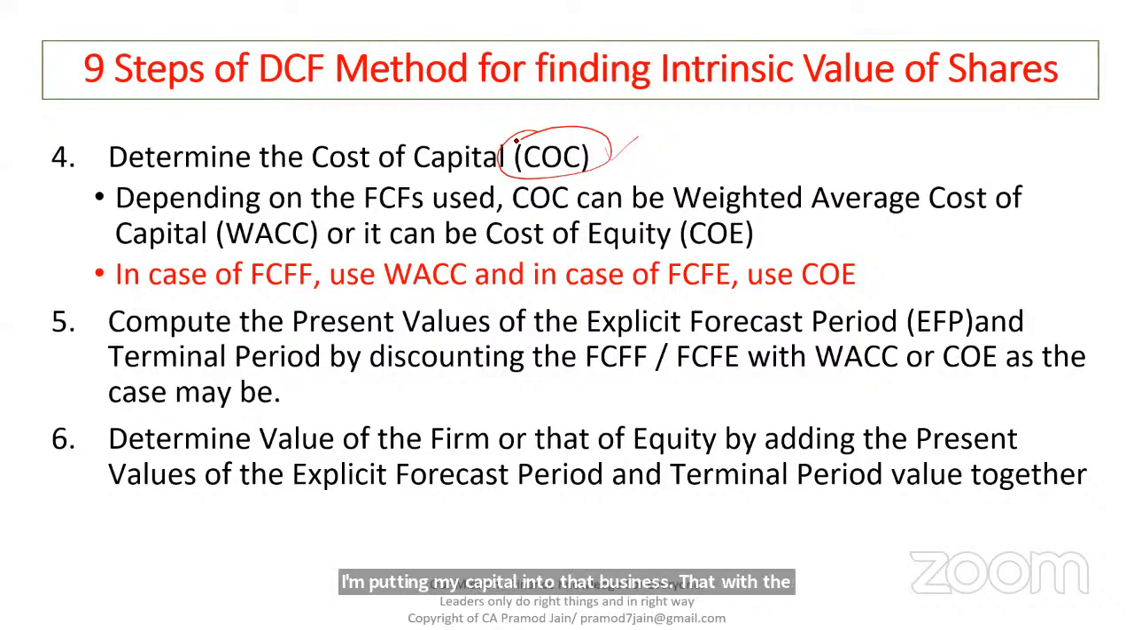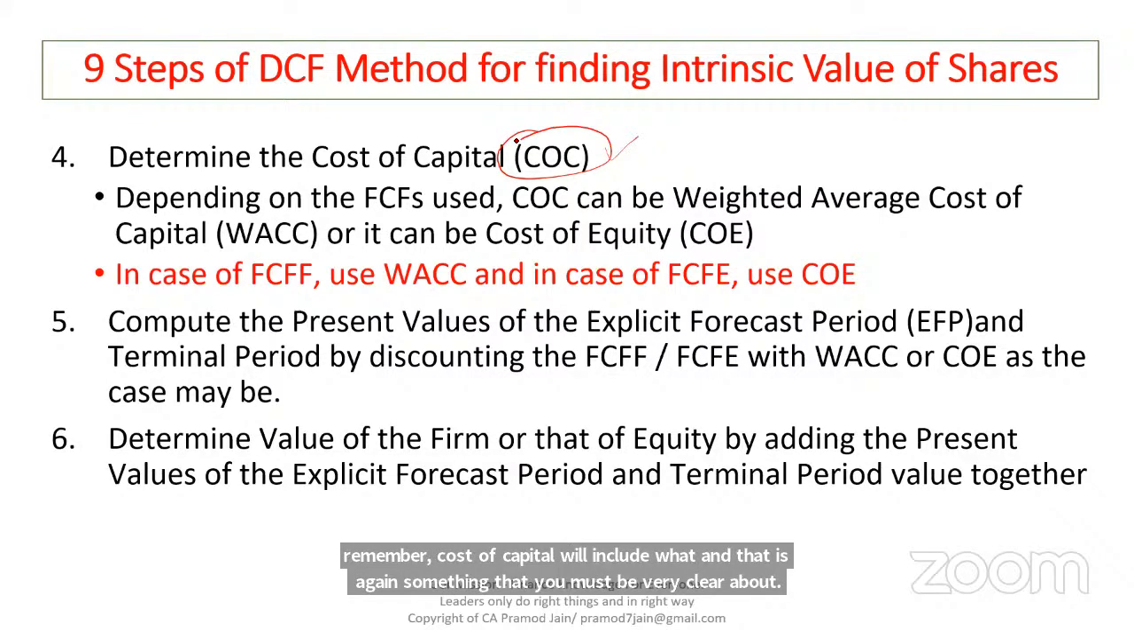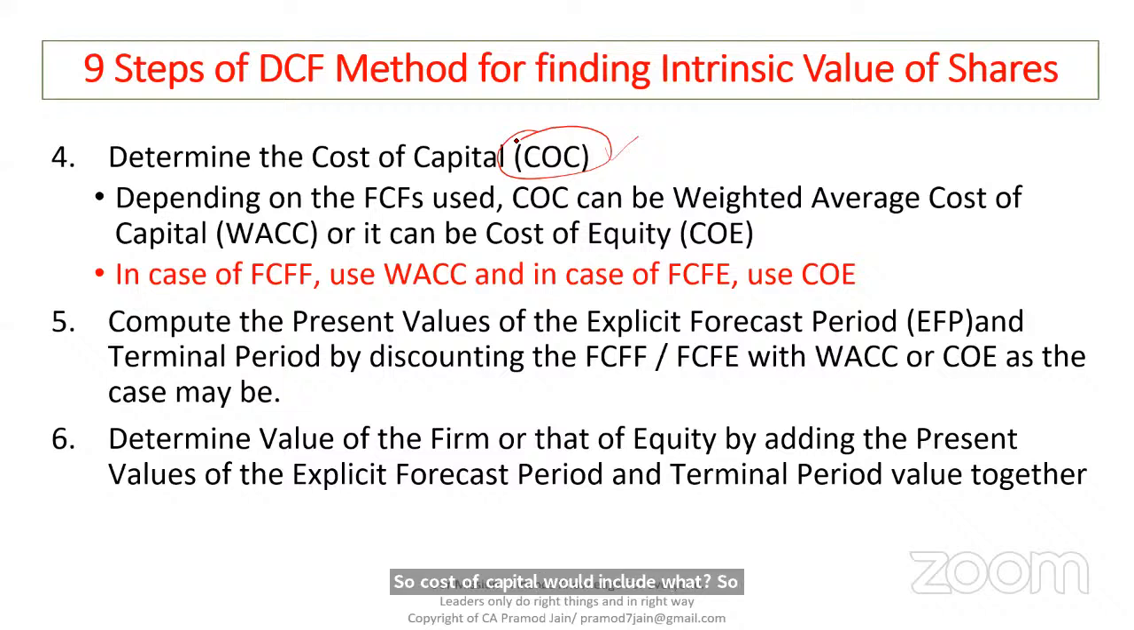So this business has to give me at least a return which is equal to the cost of my capital. And that is the reason why we use the cost of capital for the purpose of discounting the future cash flow. Please remember, cost of capital will include what? And that is again something that you must be very clear about. So cost of capital would include, number one, the inflation, right?